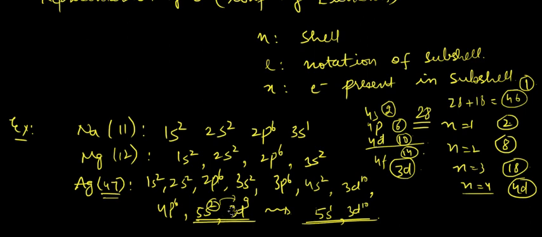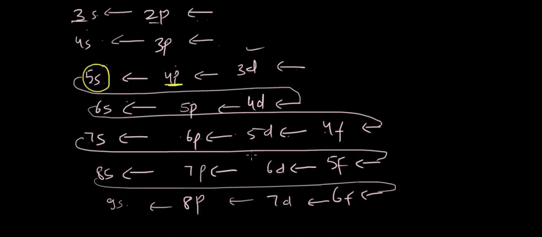As a result, 5s1 and 4d10 would be formed. Not 3d10, this is 4d. Okay, so 5s1, then 4d10 would be filled. So just remember this series for the filling of the electrons.